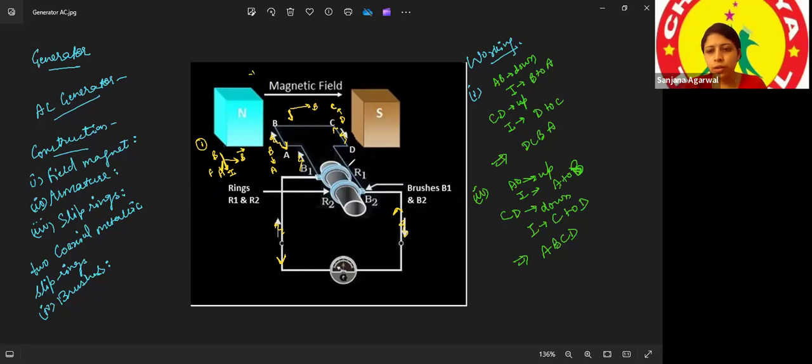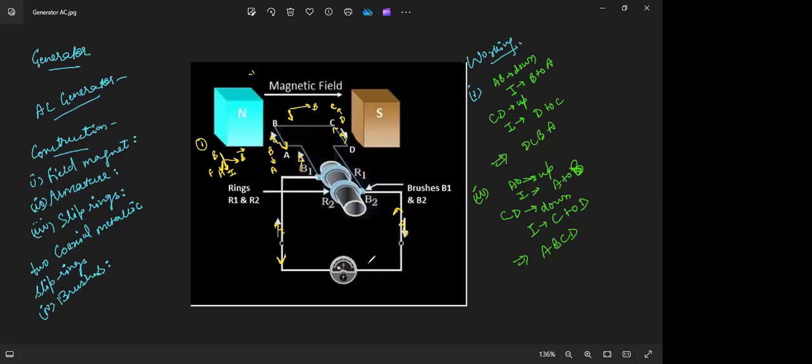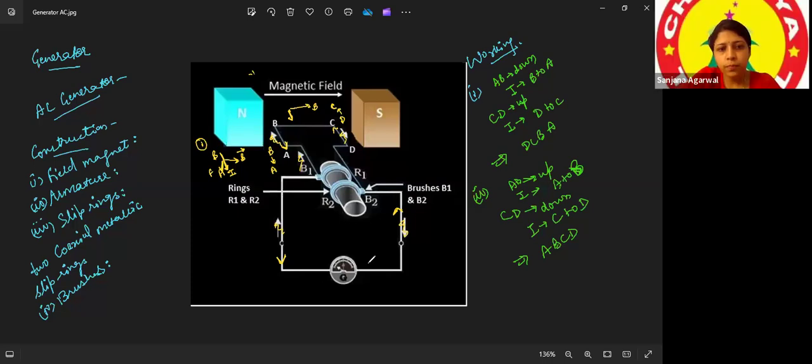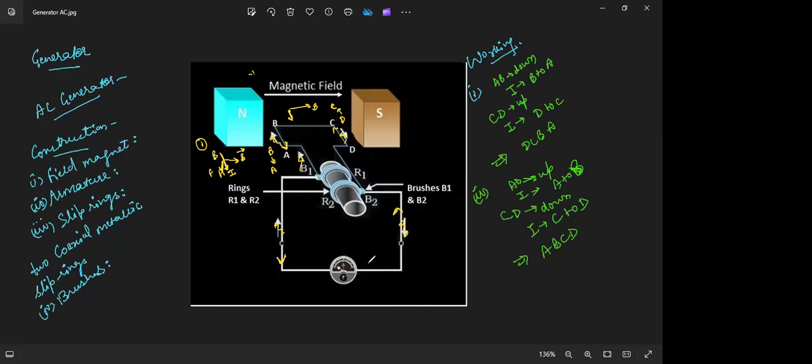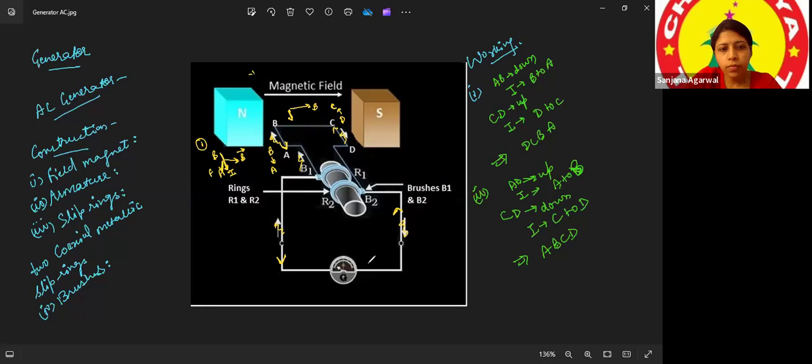This leads to alternating induced current in the coil. Not in the coil, in the load, you can say. You can write in the load, meaning this external circuit can also be called the load. Yes, ma'am, done.